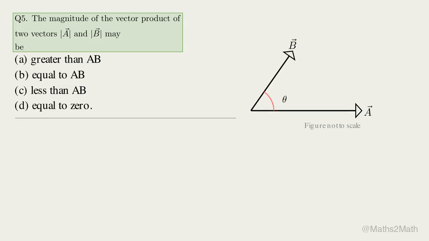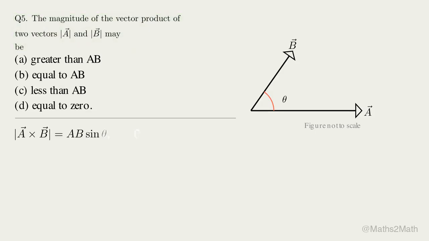Question 5, the last objective. The magnitude of the vector product of two vectors may be option A, greater than AB, option B, equal to AB, option C, less than AB, or option D, equal to 0. What does this mean? The cross product's magnitude is AB sine theta. Sine runs from 0 to 1.